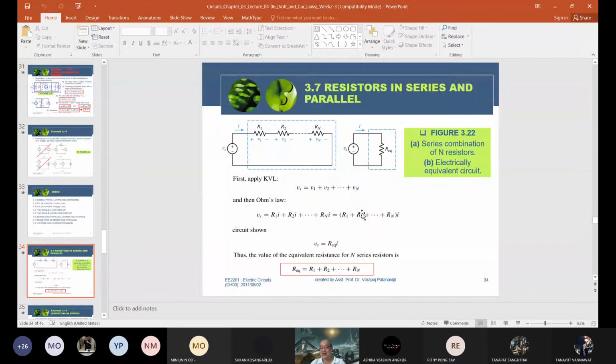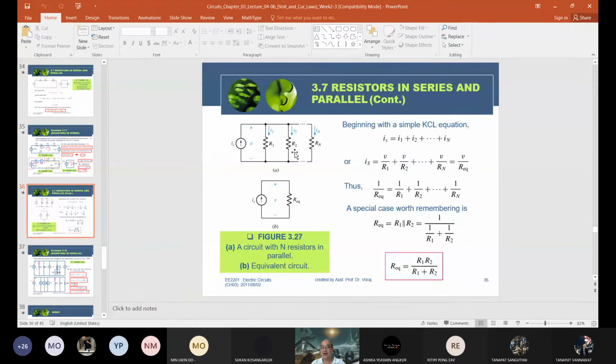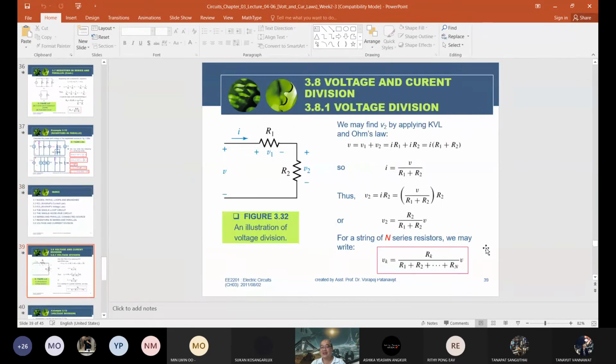Next one is about resistance. If we connect resistances in series, you can combine them by summing them. If the resistances are in parallel, you can combine them too, and the result is 1 divided by R equivalent equals 1 divided by R1 plus 1 divided by R2 plus 1 divided by Rn. And the last one is the voltage divider.